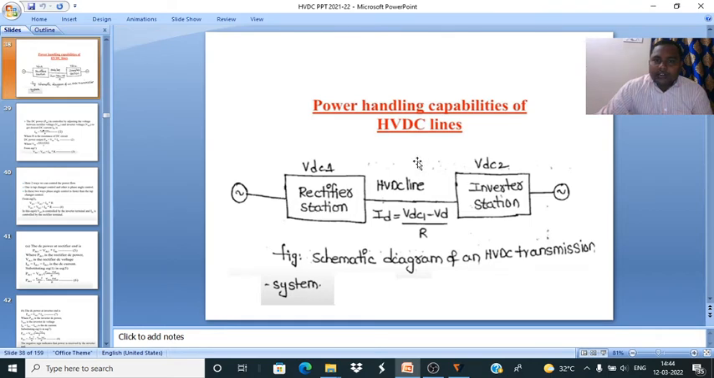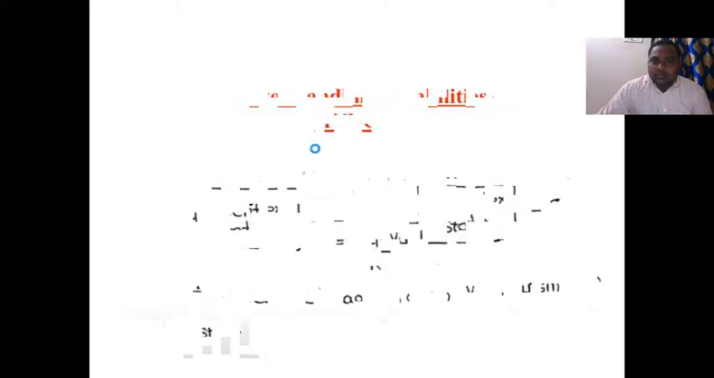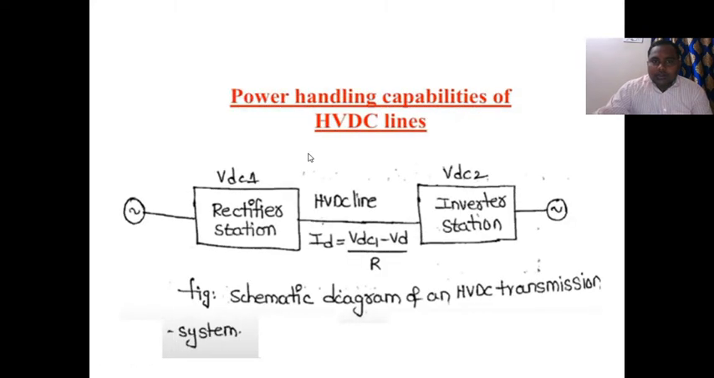Next topic is power handling capabilities of HVDC line. This is the sending end side. This is the receiving end side. The sending end side has the rectifier station. The receiving end side has the inverter station. This is converter 1, converter 2.